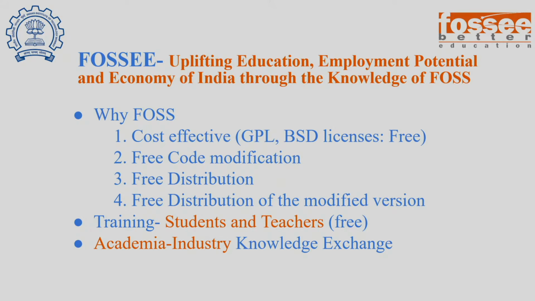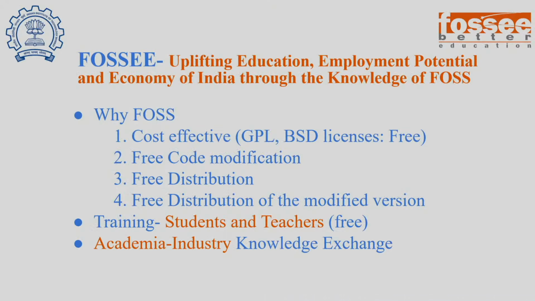a single rupee. That is why it is the most important feature of FOSS, and that if you are saving, say, lakhs of rupees, if an institution is saving lakhs of rupees, if a corporate is saving lakhs of rupees, that money can be diverted to some other educational or some other resourceful expenses, some other developmental activities can be done. So cost effectiveness is one aspect.